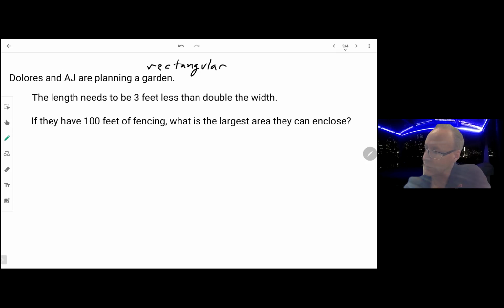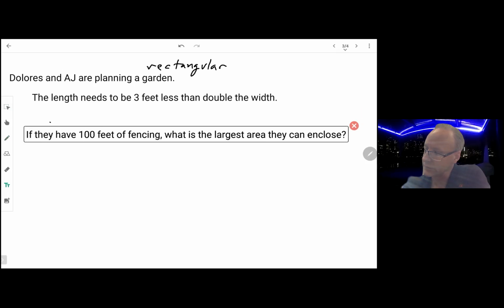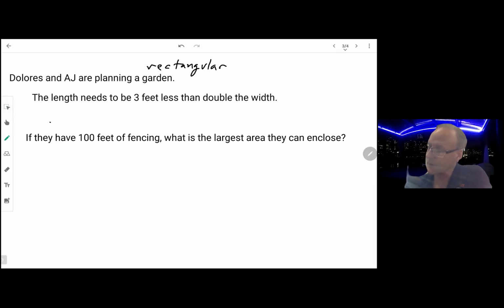Let me move this out of the way a little bit here. Let's move this down a bit so that I can deal with this problem. Okay. Our first step in my 5 problem solving steps is to draw a diagram. And I'm just going to draw a rectangle.